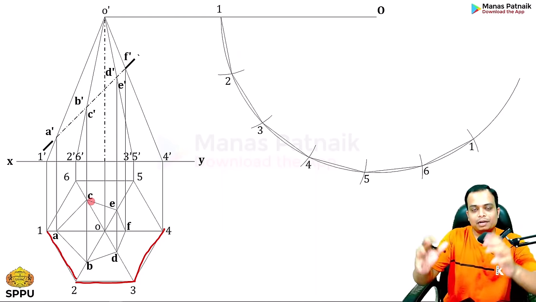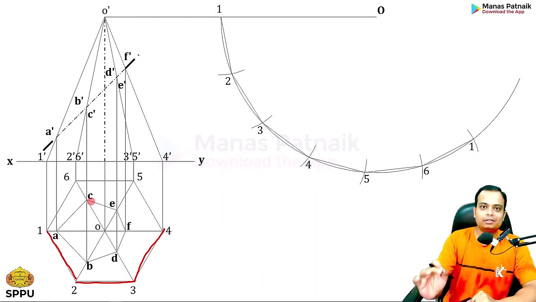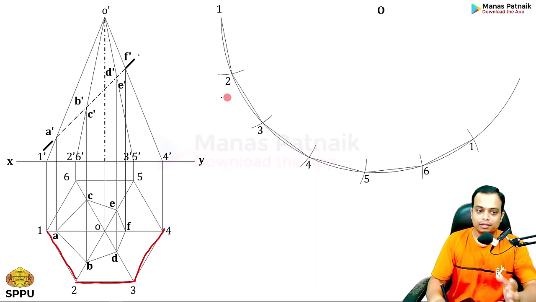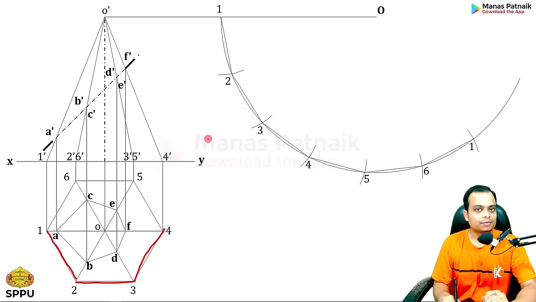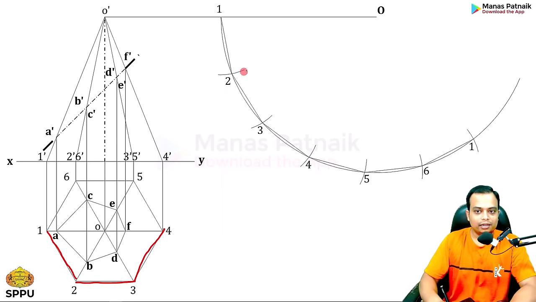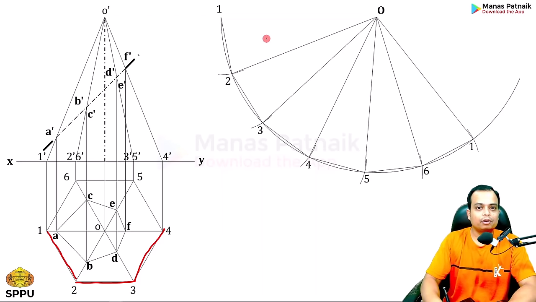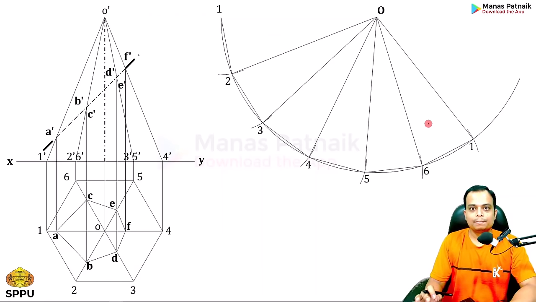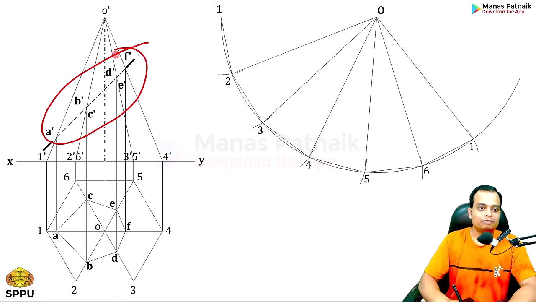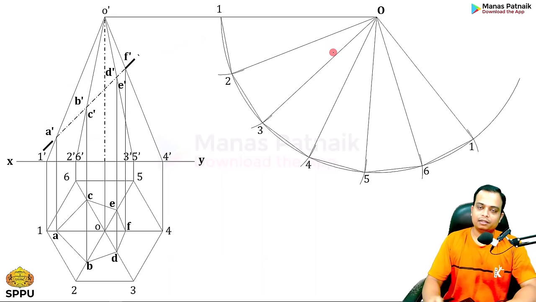Okay. Now, if you open a pyramid, what do you see? Sir, we can see triangular faces. So here, this being a hexagonal pyramid, there are going to be as many as 6 triangular faces. So connect 2 with O, 3 with O, and so on. Can you see 6 triangular faces? Yes. 1, 2, 3, 4, 5, and 6. Done. Now the time has arrived to shift all of these points over to the development. This can be done very, very easily. Let me show this to you.